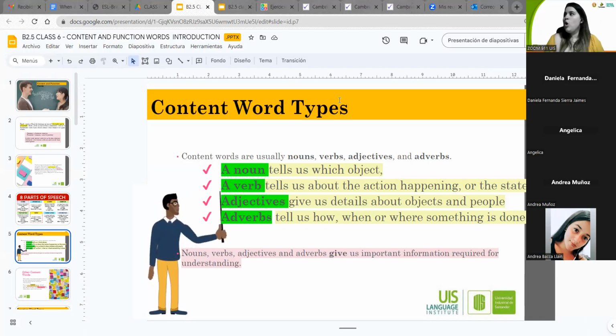Or if you say, okay, lost, train station, transport, the person is going to say, oh, okay, that person is trying to find the way to the airport or to the train station, or is trying to get a bus or something. Okay, so those content words are words that carry meaning and give us important information required for understanding.